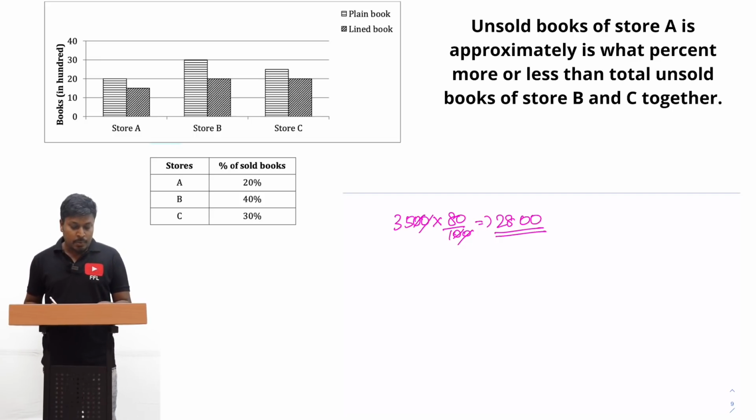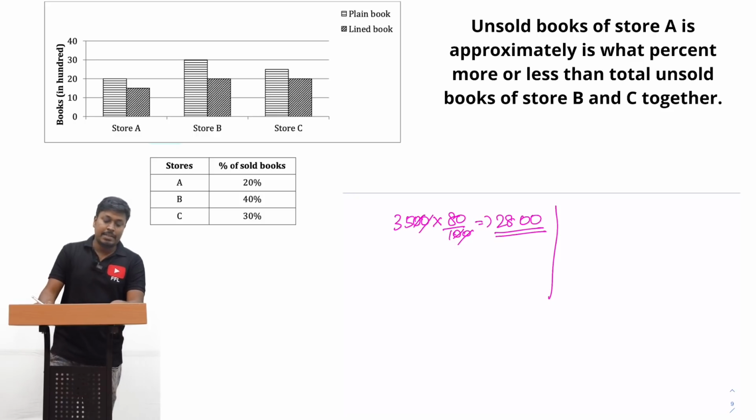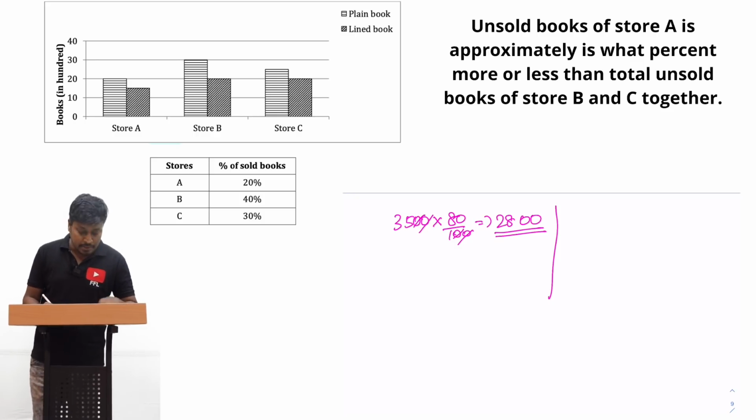Is approximately what percent more or less than store B and store C together? So similarly, we have to find for store B and store C. So store B, you can see that 40% of the books has been sold, 3000. So the remaining will be store C, right? Store C total number of books is 4500. So out of 4500, 30% are sold, we need to find the unsold. Got it? Yes, unsold will be 70%.